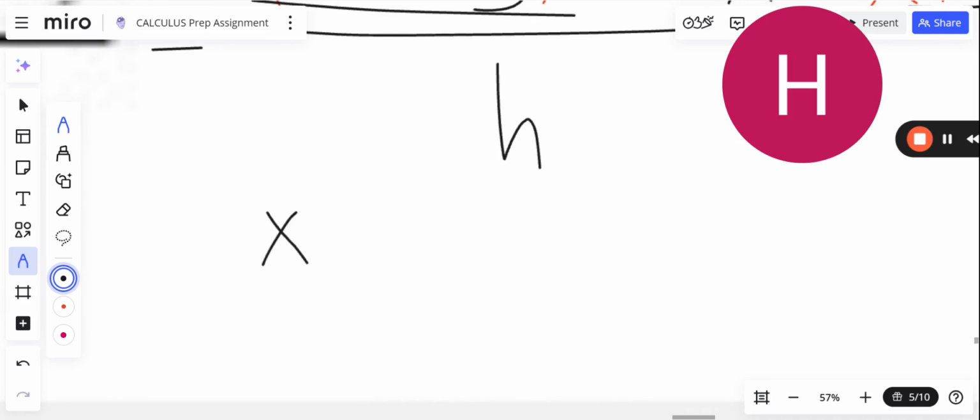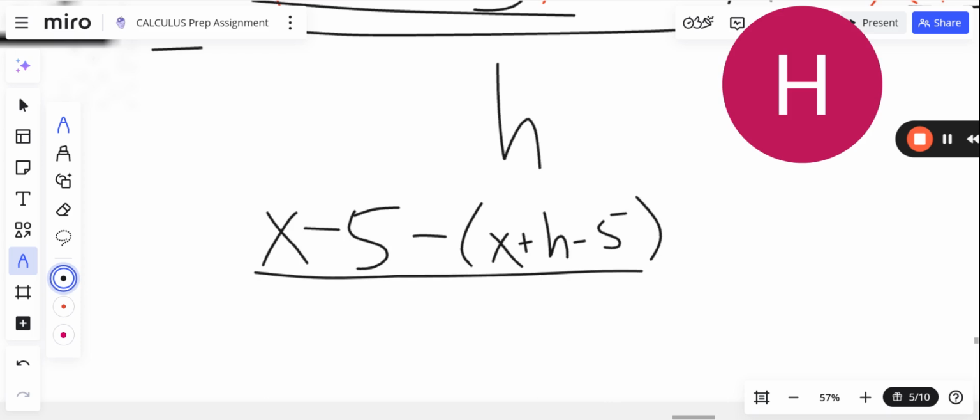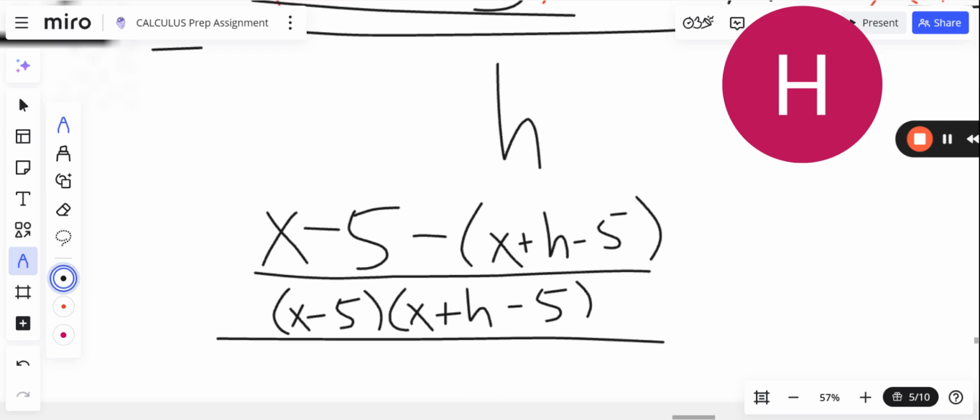We should end up with x minus 5 minus parentheses x plus h minus 5 over this very funky denominator of x minus 5 times x plus h minus 5. Oops. And then all of that is over h.